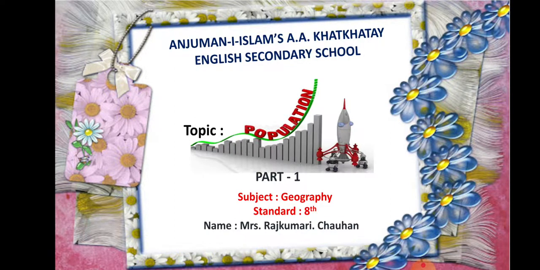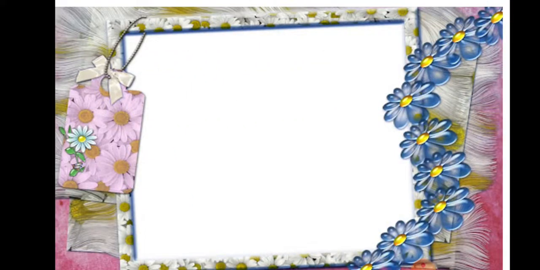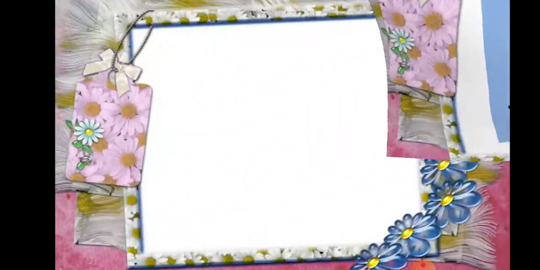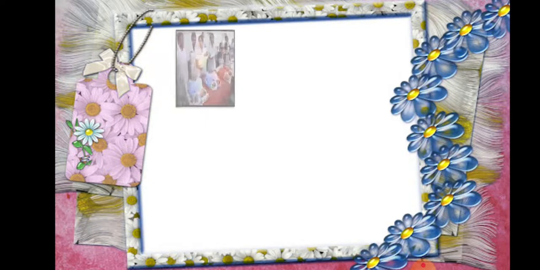As we have seen in the image, there is continuous growth in the population. So if there is continuous growth in the population, what are the factors which affect growth of population? The first one is birth rate, number of births, number of deaths, migration. So these factors are directly affected by the availability of the resources. Now let's see here in detail.